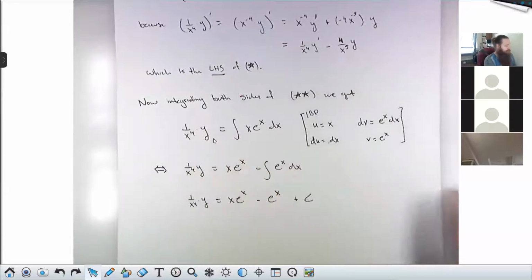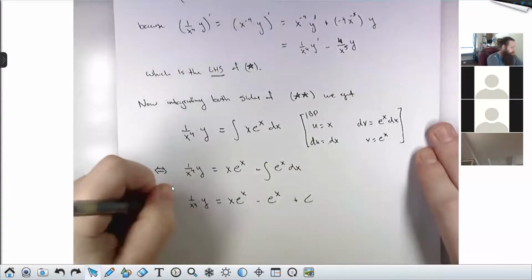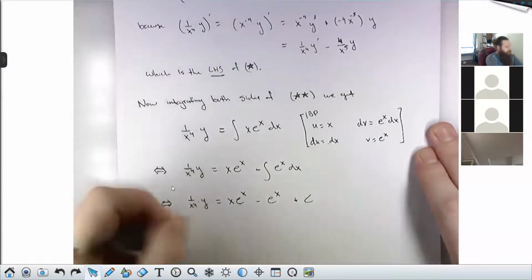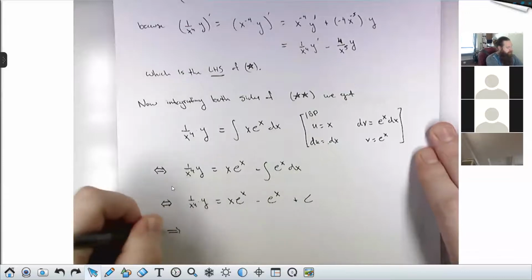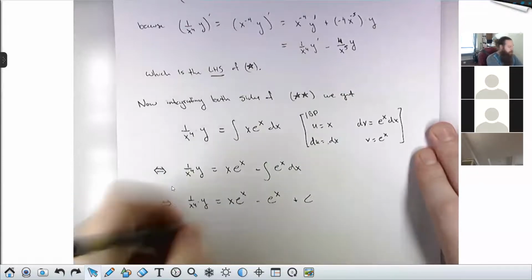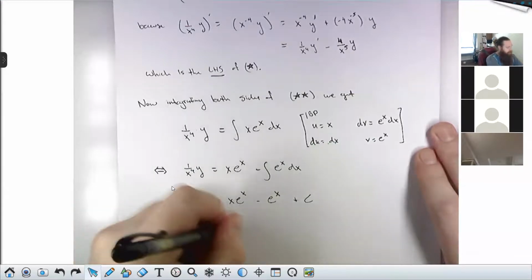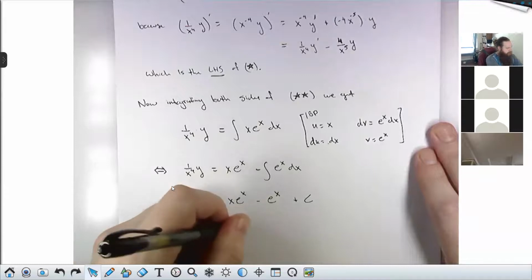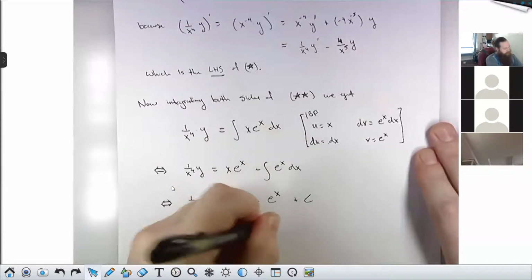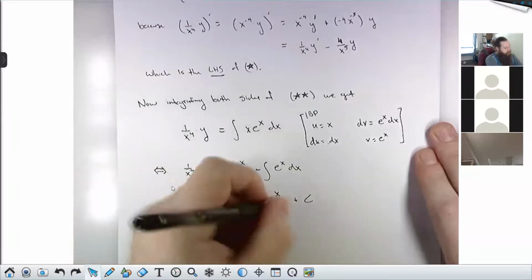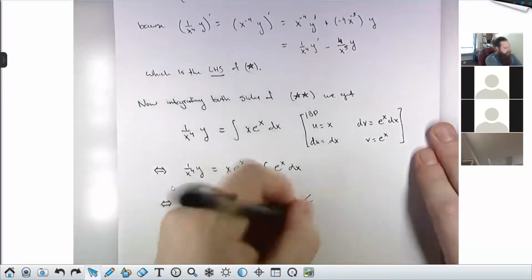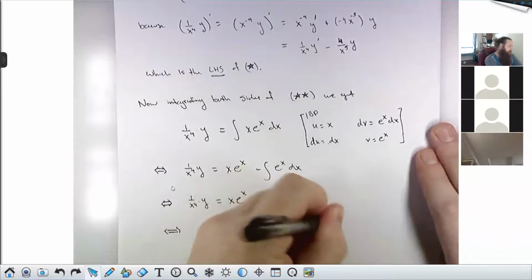A plus c, because it's an additive constant. Same thing as subtracting it because it's arbitrary. Constant could be anything. So now we're almost done. My very last move here is just to solve this equation for y. So I get y equals, and multiply both sides by x to the 4. So this will be x to the 5th e to the x minus x to the 4 e to the x plus c x to the 4.